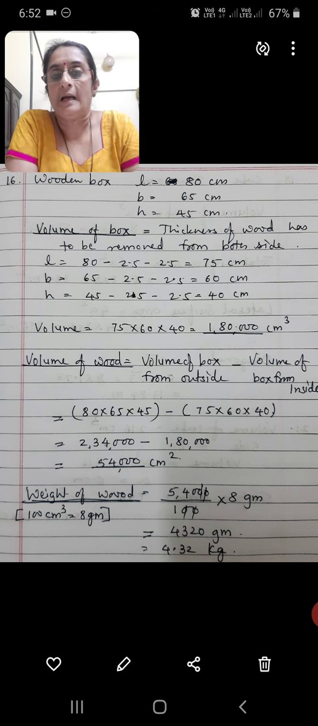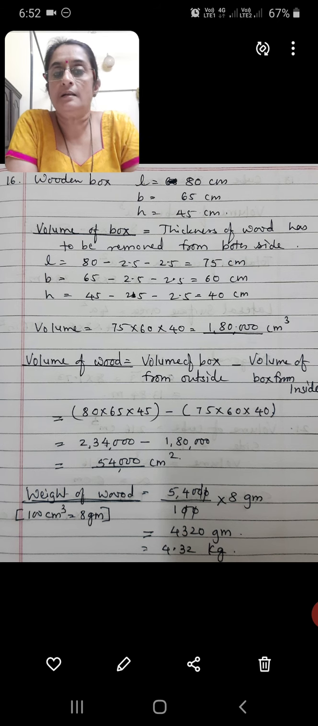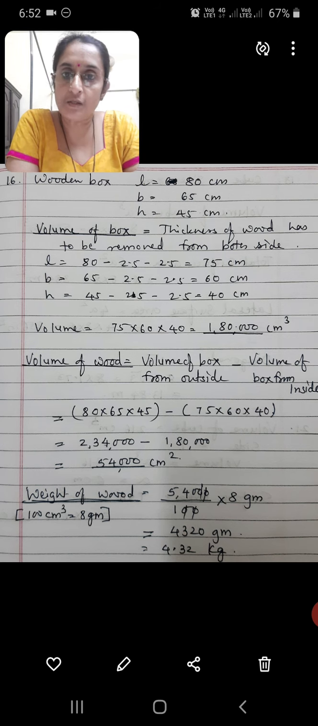Now see the dimensions which are given: length, breadth and height, all in centimeters, that is 80, 65 and 45. Fine. Now when we are calculating, we have to consider the thickness of the wood also, because the wood is 2.5 centimeter thick. So whatever dimensions are given, that is from outside.